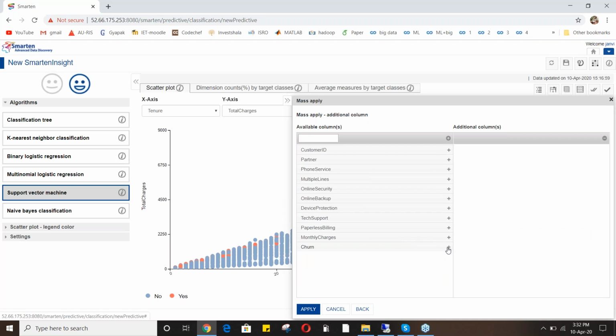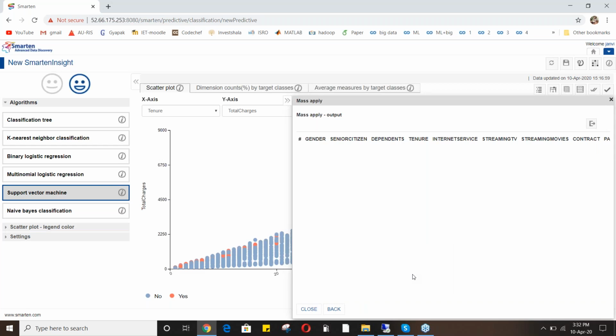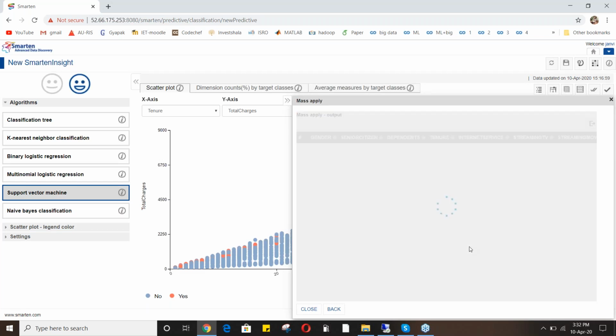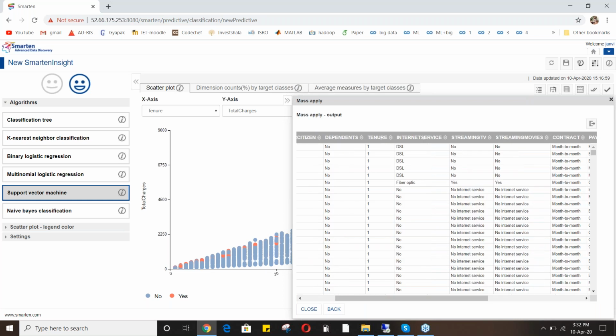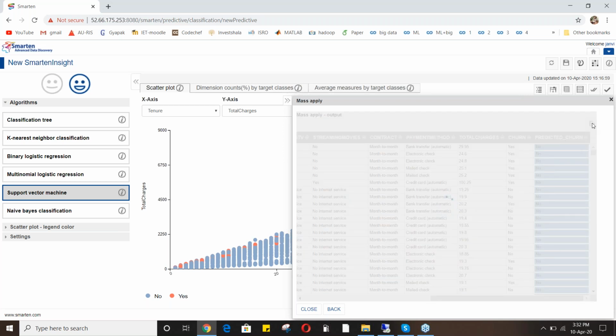The data which I have fed is data which is not used for training our model. It has predicted customer churn, and this is the actual customer churn in our data set. So we can have a look at that, and we can also download it, export it as a CSV.